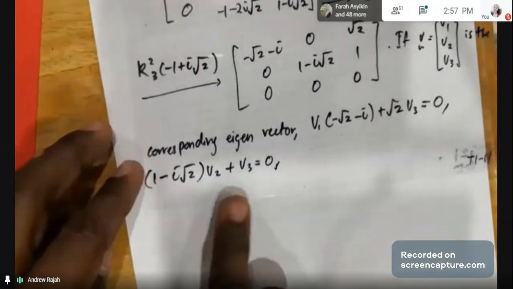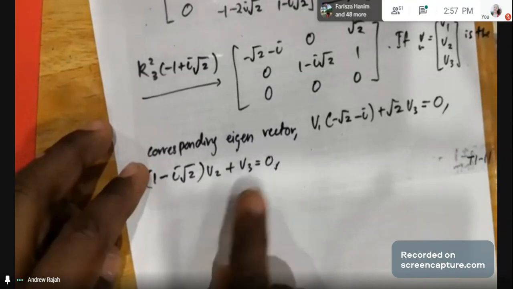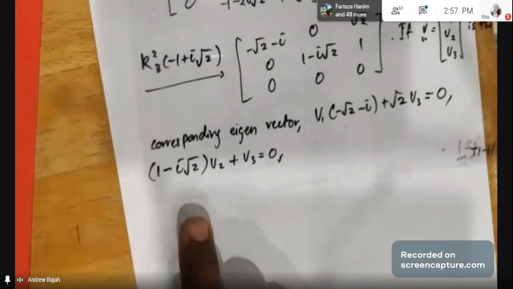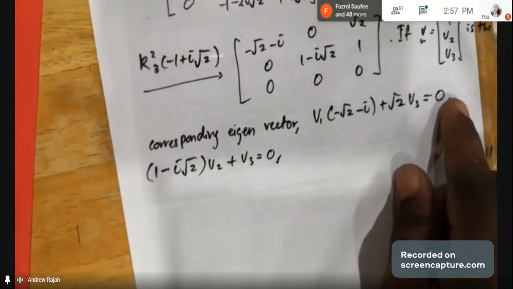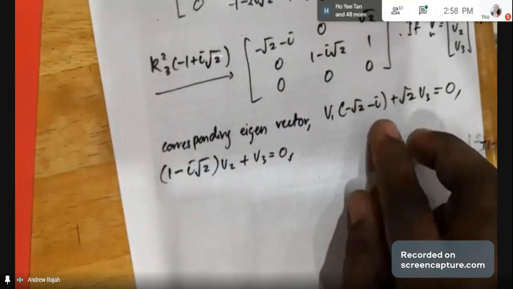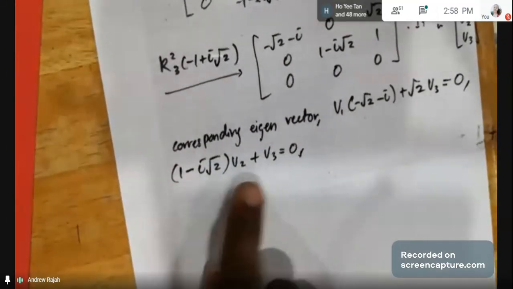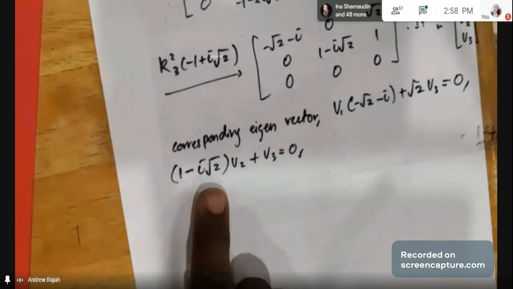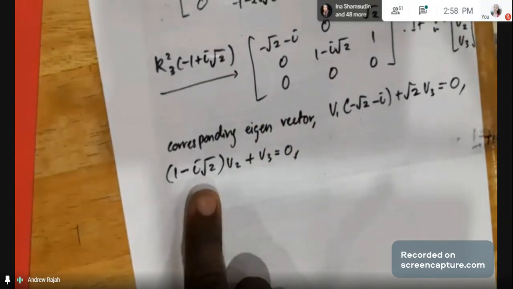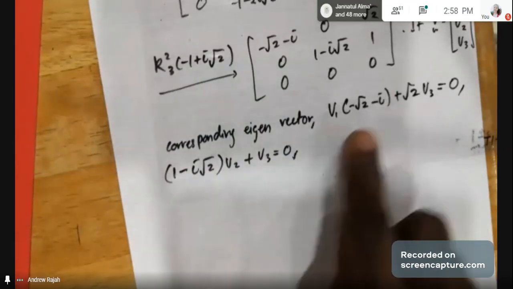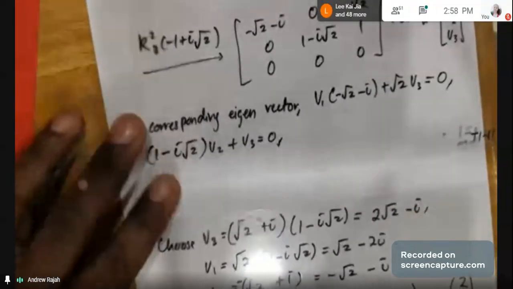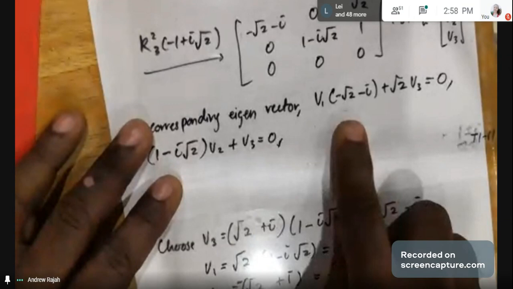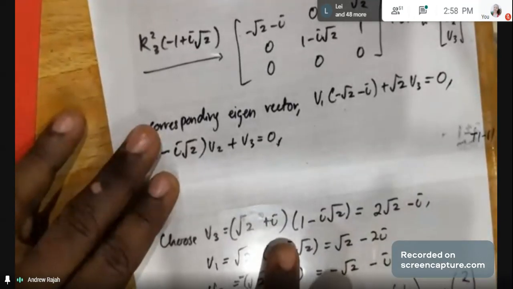Then V2 is negative 1 over 1 minus I square root 2. So we don't want to choose simply randomly. Whatever we choose for V3, we are going to divide by negative square root 2 minus I, and also by 1 minus I square root 2. We purposely choose V3 as a product of these two coefficients, not necessarily exactly, negative square root 2 minus I times square root 2 plus I.